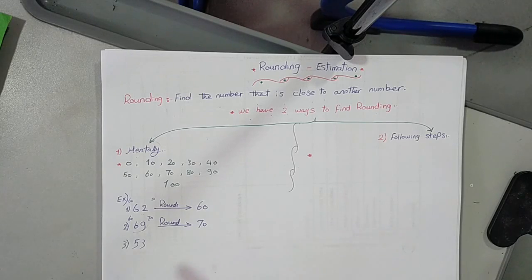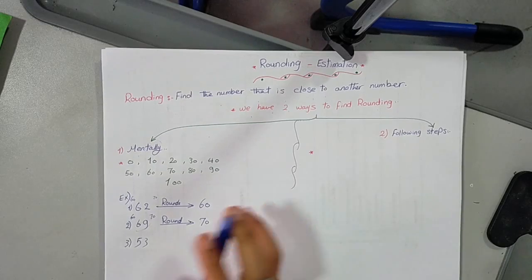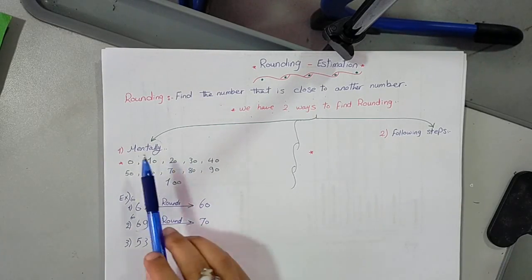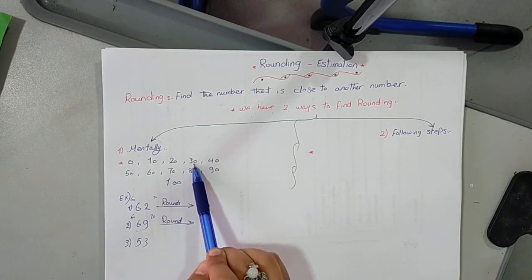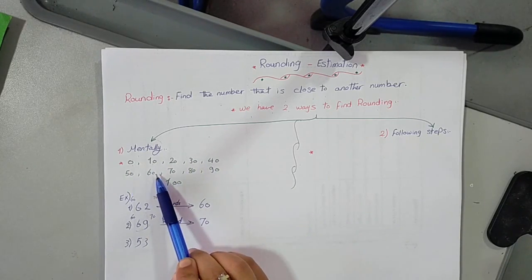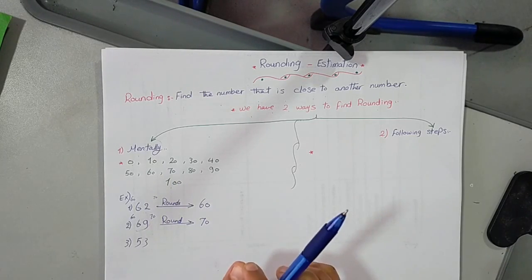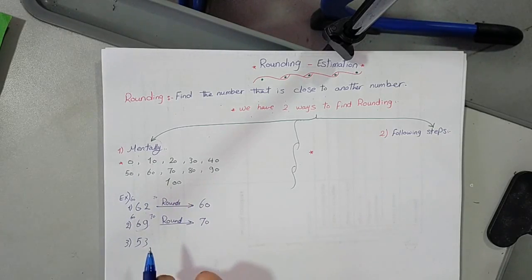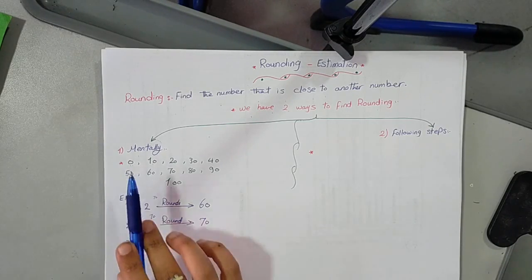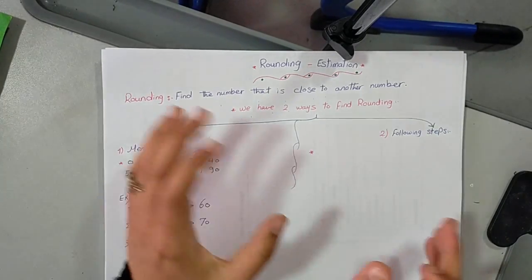Another example. 53. 53 is between two tens. What are the two tens? All the tens: 0, 10, 20, 30, 40, 50, 60, 70, 80, 90, 100. These numbers are tens. Any number is between two tens. Attention, Primary 2. I start from 0, which means nothing. I can't count any tens. I haven't tens. Okay.